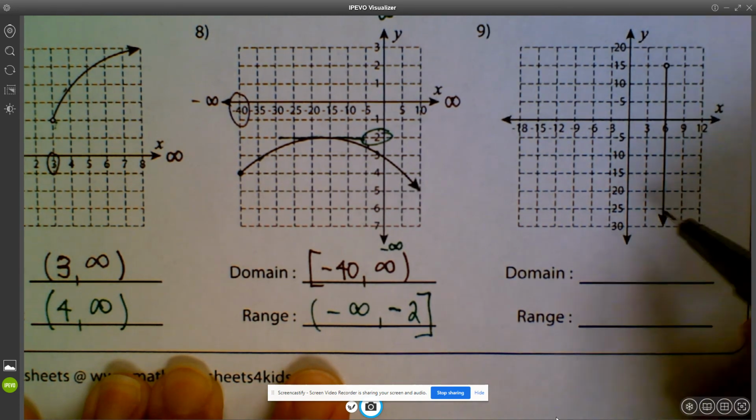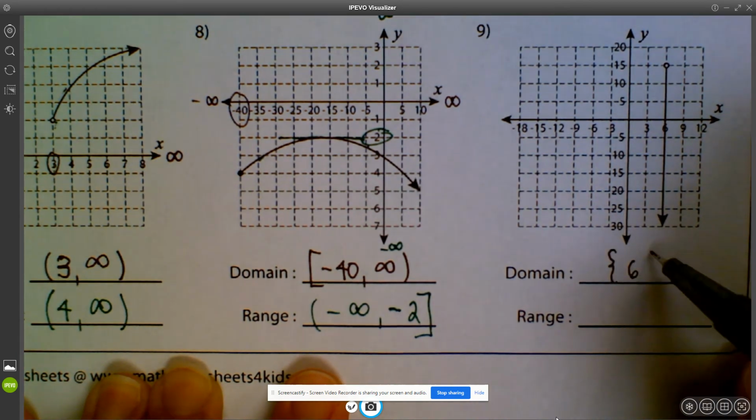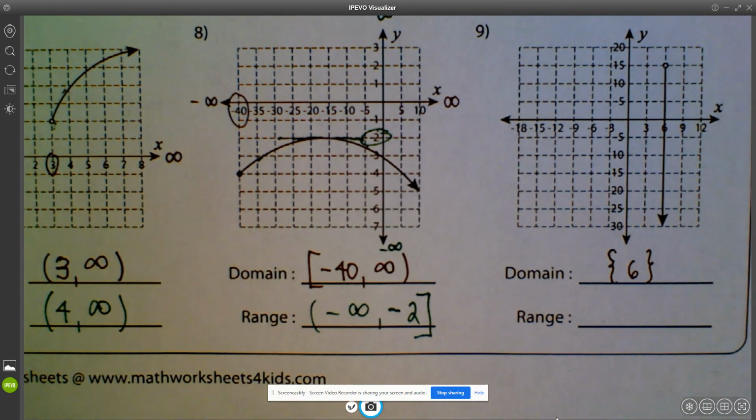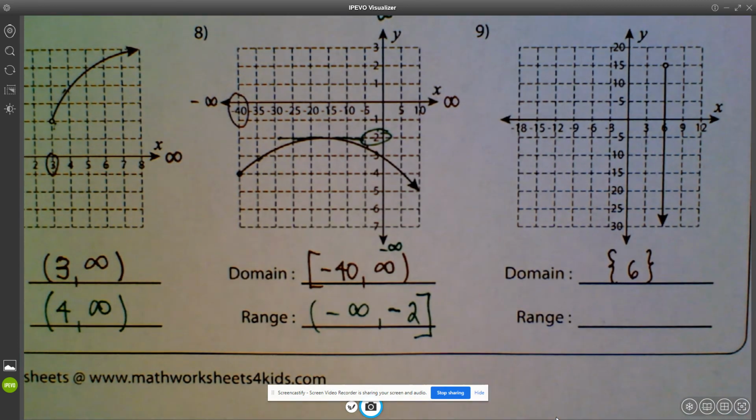So guess what my domain is? I'm not going to use brackets or parentheses. It's just the element 6. Remember, at the very beginning of functions, we said the domain is the set of your x coordinates. So I have to put this in braces to indicate that it's a set. Okay? So my domain is only 6.